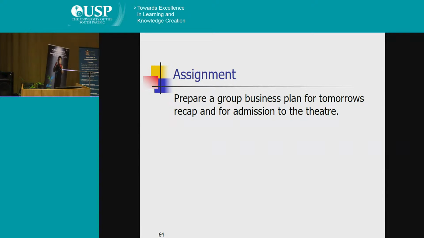We want to make the groups small, because tomorrow for our recap I'll need 3 different businesses to present their business plan.